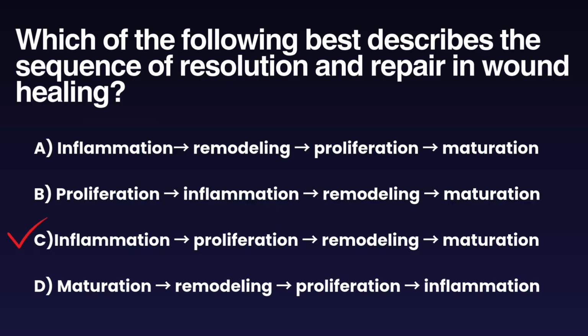Correct answer. C. Inflammation, proliferation, remodeling, maturation. Wound healing involves initial inflammation, followed by proliferation of new tissue, remodeling of the tissue, and finally, maturation of the scar.